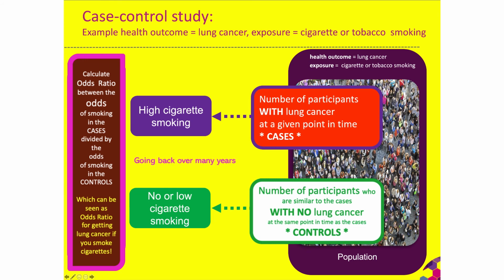And then we calculate the odds ratio, which is the odds of smoking in the cases and the odds of smoking in the controls, which we can convert into, because it's almost essentially the same, the flip side, the odds ratio for getting lung cancer if you smoke tobacco or cigarettes.